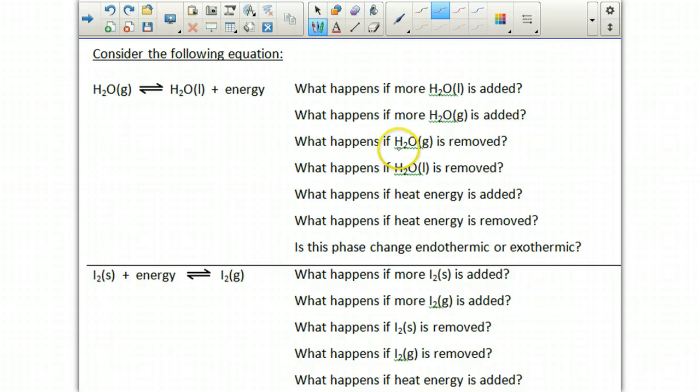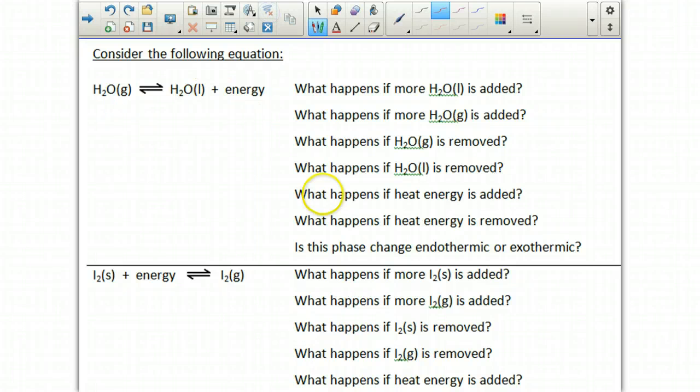So what happens if water in the gaseous form is removed? So I'm going to remove some of the water as a gas, so some of the reactants. The system is actually going to shift toward what I remove, which is going to cause everything on this side to decrease and cause everything else on this side to increase. What happens if H2O as a liquid is removed? So if I remove some of this, I'm going to shift the system to the right. We're going to shift toward what we remove. That's going to cause this to decrease and my energy over here to increase.